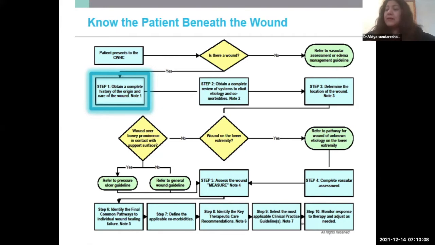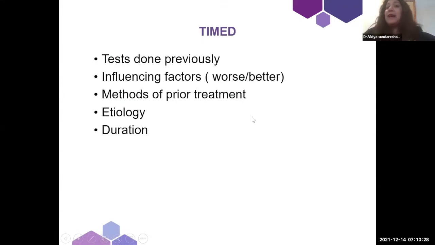And when you do that, you will not go wrong in identifying the type of wound, and also not go wrong in giving the right kind of treatment for these wounds. So is there a wound? Yes. So you want to get a complete history and the origin of the wound to begin with. That's your first step. So a timed approach.